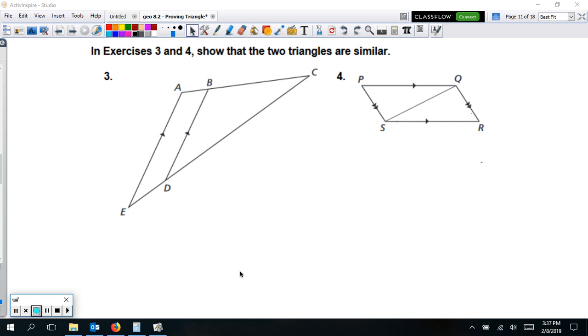Okay, so again, I'll have you try 3 and 4 here on the extra practice, just like those last couple problems we just saw. You're just going to show that the two triangles are similar. So go ahead and pause the video again, and then do these two problems, and then play it again to see if you're correct.